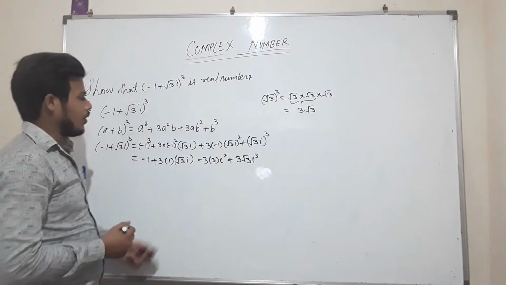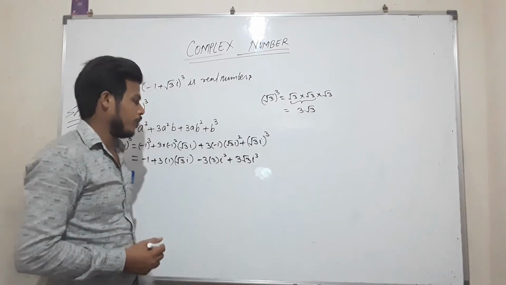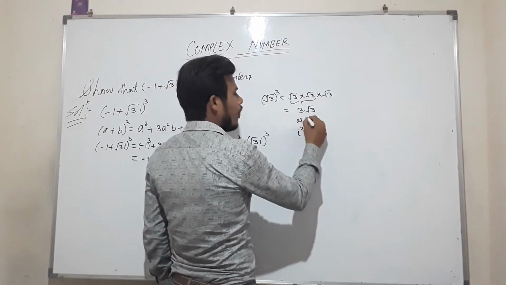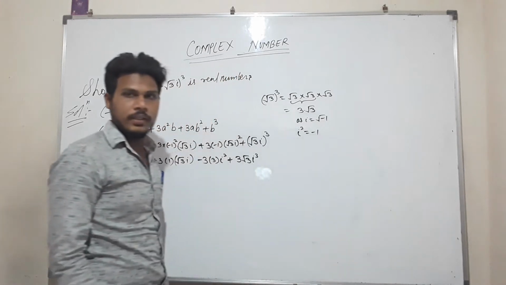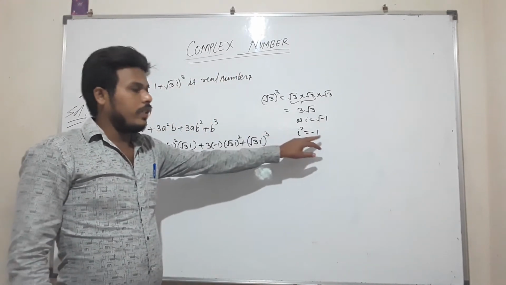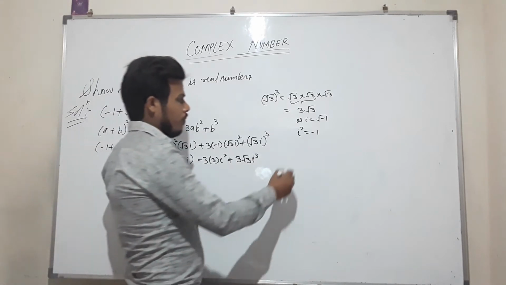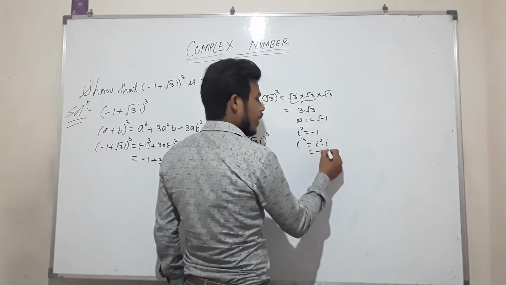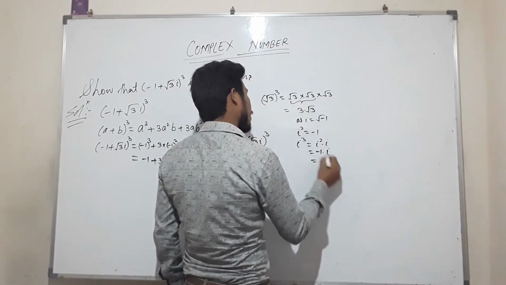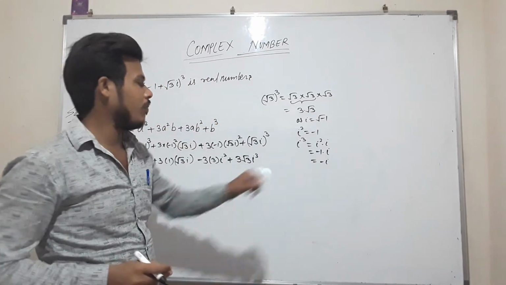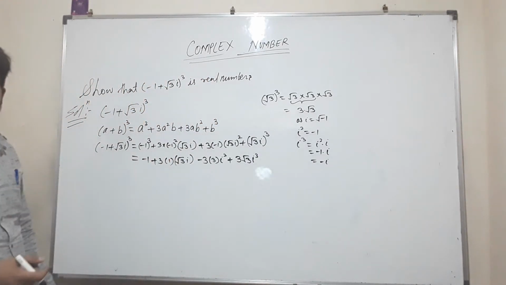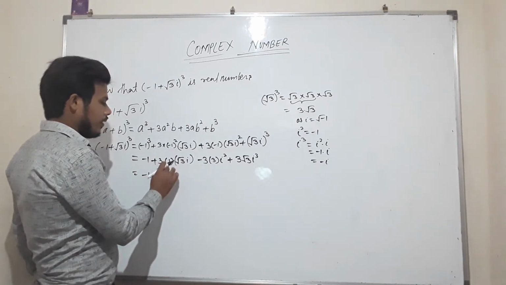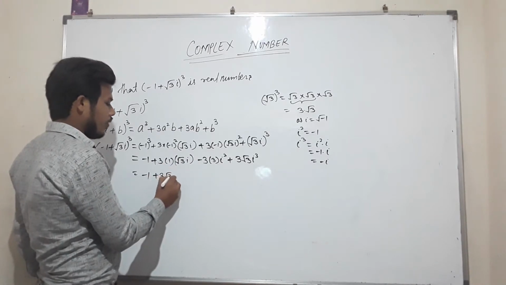So now we will substitute the values of i square and i cube. We know that i square is equal to -1, as i is equal to the square root of -1. So the value of i cube is equal to i square into i. The value of i square is -1, into i. So -1 into i is -i, which means the value of i cube is -i. Now we will substitute these values. So -1, 3 into 1 is 3, then root 3 i: -1 + 3 root 3 i.